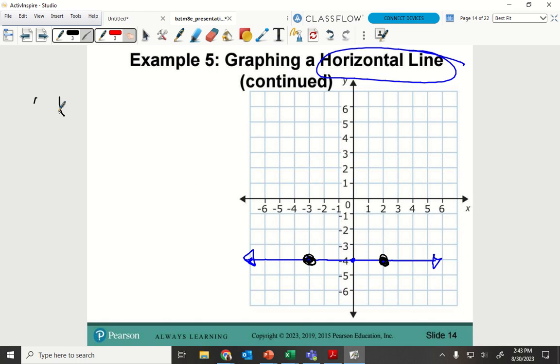Rise over run. Going from this point here to this point here, what's the rise? 0. It's going up 0, isn't it? It's going up 0, and my run to the right is going to be 1, 2, 3, 4, 5. It's going to be 5 there, right?